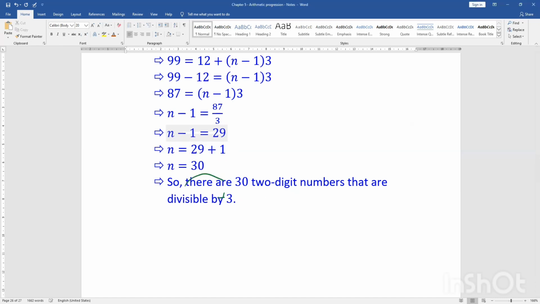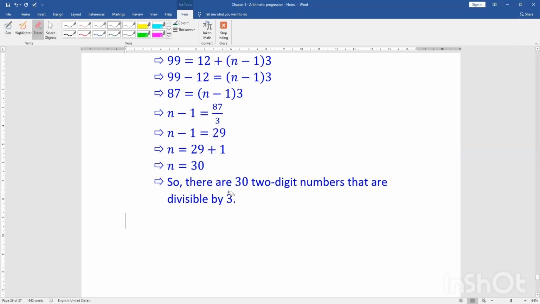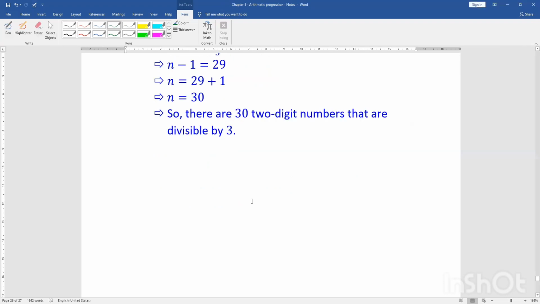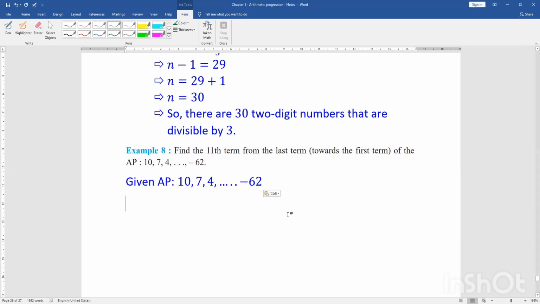Next. Then we have our next problem, Example 8. Find the 11th term from the last term towards the first term of the AP 10, 7, 4, and so on to minus 62. Very important problem. There are some tricks that you need to learn from here. So what is given first of all? The given AP is 10, 7, 4, and so on to minus 62.